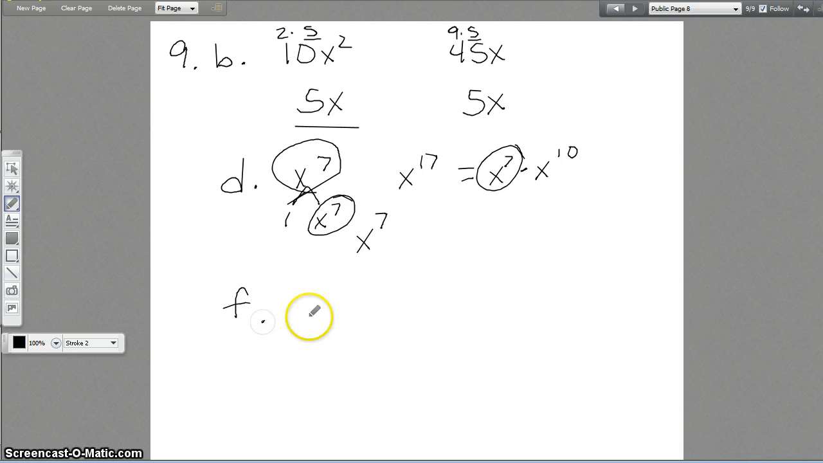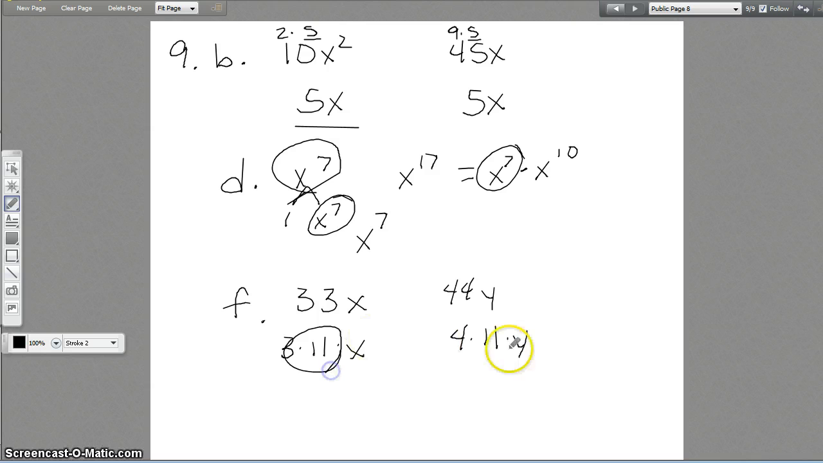Okay, part F is 33x and 44y. So if I break down our coefficient on 33x, we have 3 times 11, and then we have times x. If we break down the coefficient on the 44y, we get 4 times 11 times y, and we could break this 4 down into 2 by 2. But what we can see that's a common factor is the 11. The 11 is the only common factor in 33x and 44y, so that's our greatest common factor.